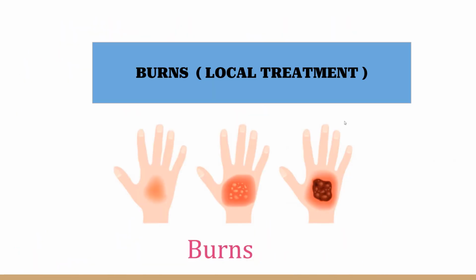Now the next topic is burns local treatment. Now what is a local treatment? See, whenever the burns happen, depending upon how the burns are, whether it is a superficial burn, stage 2 or stage 3 burn, depending upon that we give the treatment. So here we are going to talk about the treatment where the burns are very superficial and it requires only the local treatment.